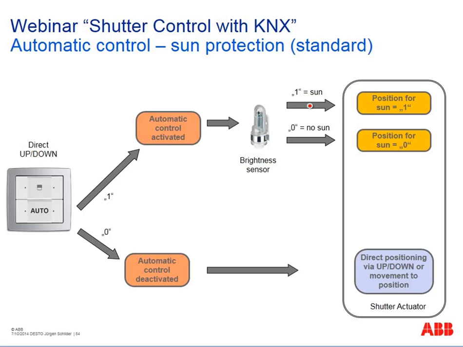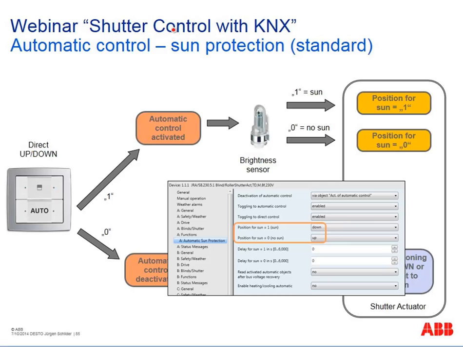He receives only the value 1, it is sun, and then he drives in the position for sun, for example down. Or he receives the information no sun, which is the bit value 0, and then he drives into the position no sun, maybe for example in the position up. And all other logic we have complete here inside our actuator. So far this is the overview or the principle about the sun protection standard.